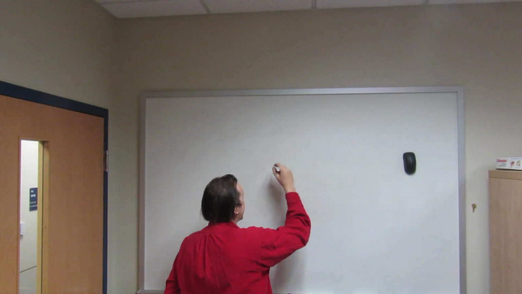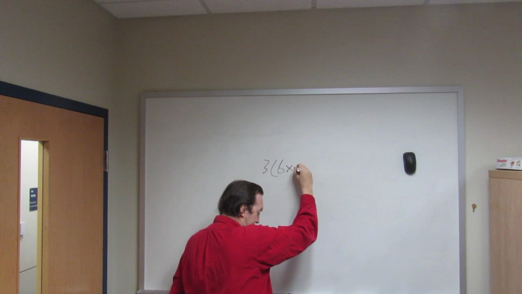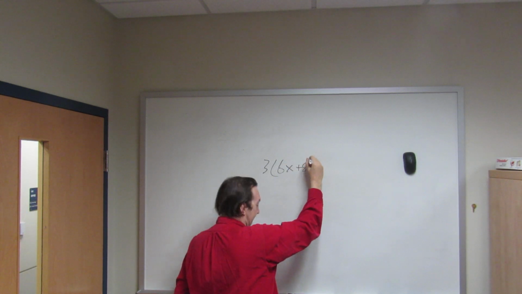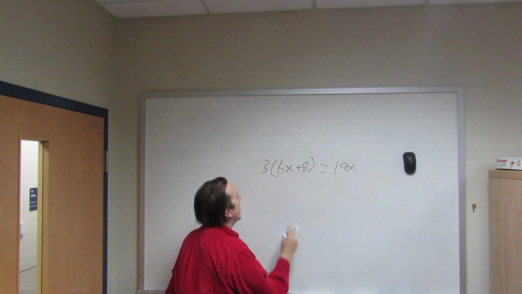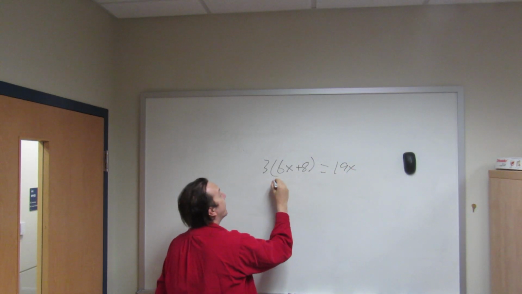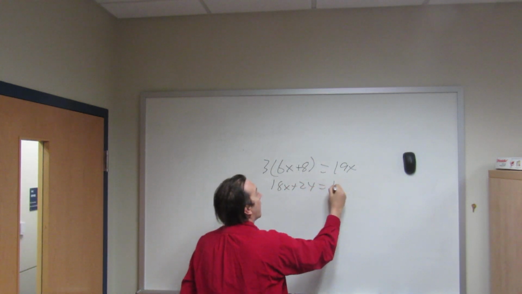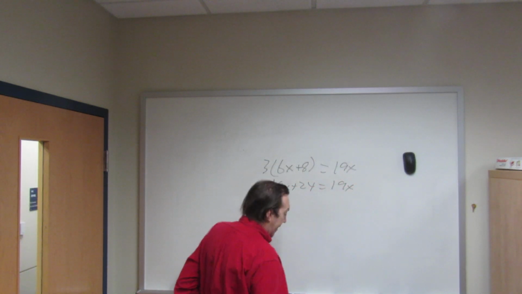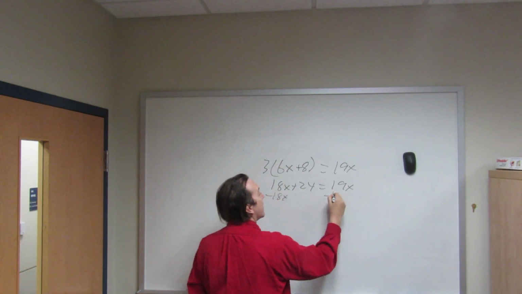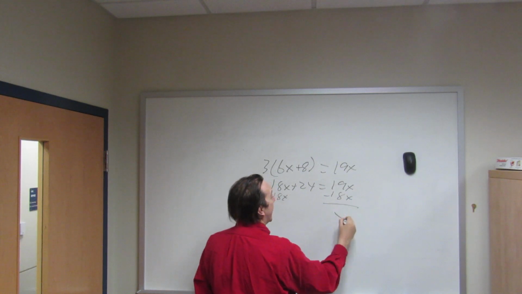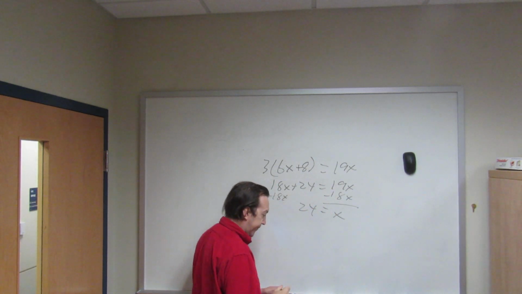Then you'll have something like 3 in parentheses 6x plus 8 equals 19x. Distribute the 3. 18x plus 24 equals 19x. Subtract the 18x from both sides. You'll get x equals 24.